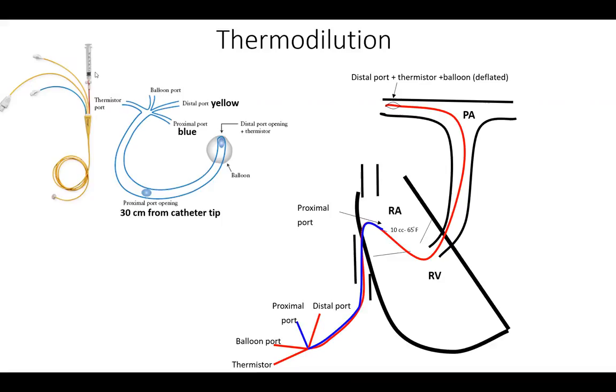You have the balloon that connects to the distal tip and allows us to wedge the catheter. You have the thermistor port that has wires that go all the way to the distal tip and allow measurement of the distal tip temperature. All those, by the way, are not communicating with each other. Those are separate lumens inside it.